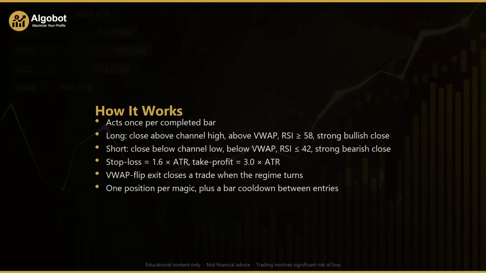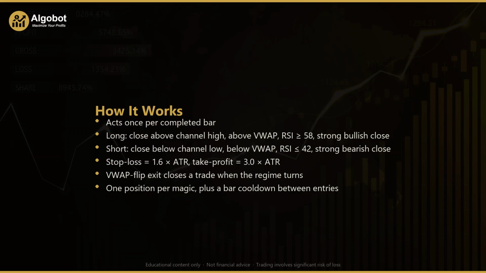Let's walk through the exact logic, step by step. The expert advisor works on completed bars, meaning it makes a decision once per finished candle rather than reacting to every tick. On each new bar, it updates its history and calculates three values: the relative strength index, the average true range, and the rolling VWAP over the chosen period. For a long entry, conditions must all be satisfied at once.